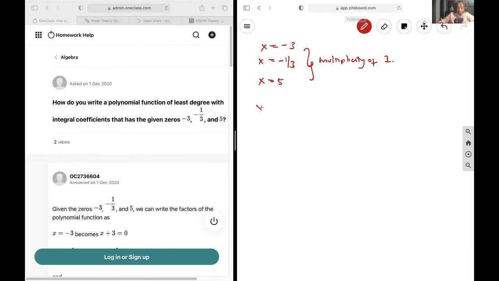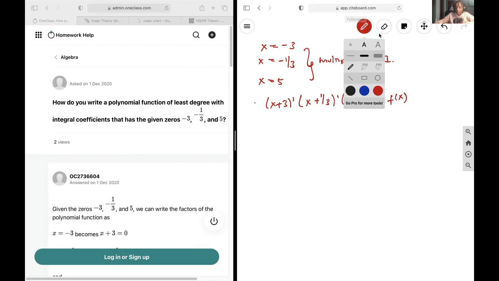Okay, and then we can just rewrite all of them. So it'll be x plus 3 to the power of 1. We're going to have x plus 1 over 3 to the power of 1, and x minus 5 to the power of 1, and that's going to be our f of x. But we need to note the fact that they asked for integral coefficients. This does not have an integral coefficient because we don't have an integer as the second number. This does have an integer and this does have an integer, but this one it isn't the case.